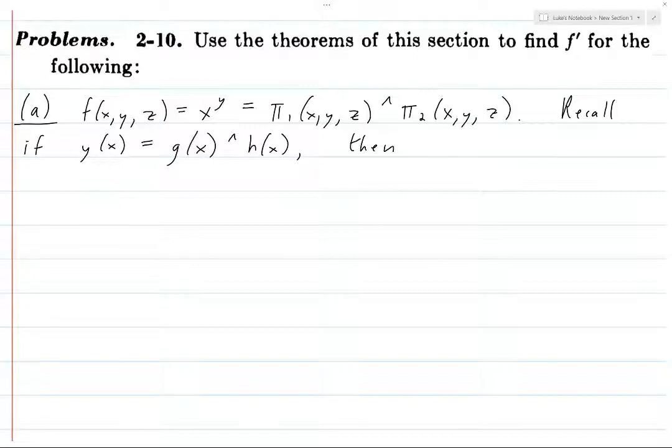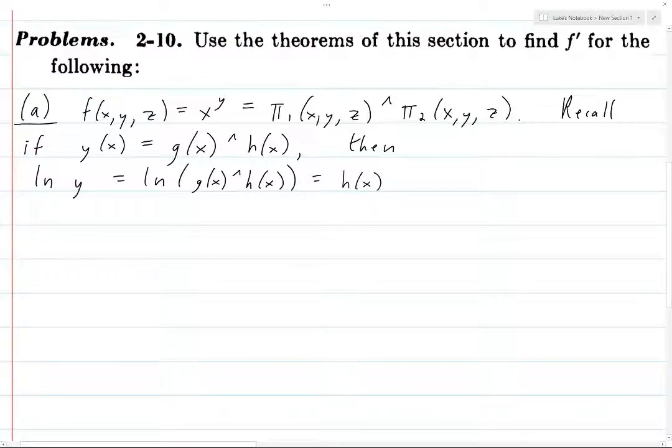Here what we need to use is logarithmic differentiation. The first thing we do is take the natural log of both sides. So we have the natural log of y equal to the natural log of g of x to the power of h of x. Because this is a natural log, we can bring the h down in front. So this is just h of x times the natural log of g of x.